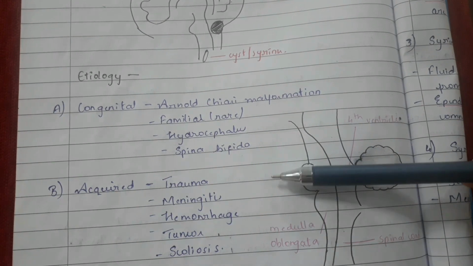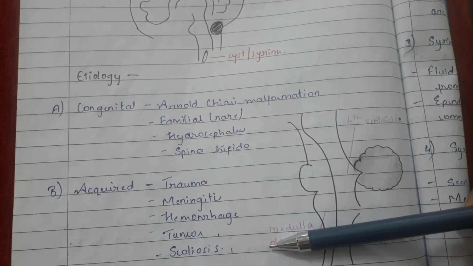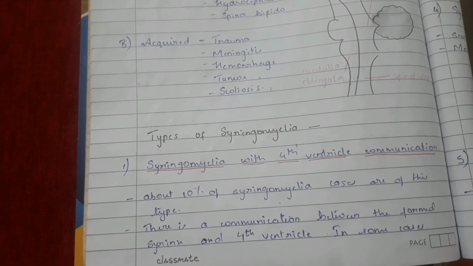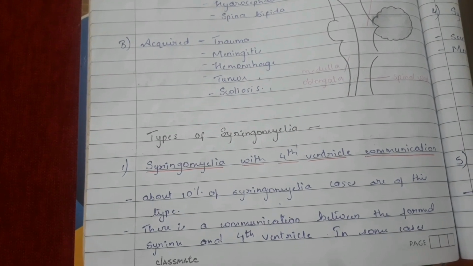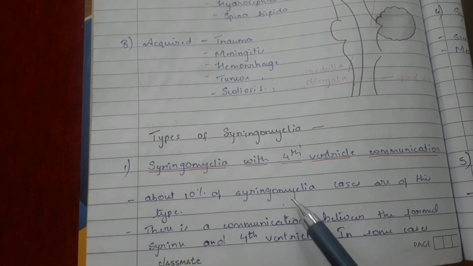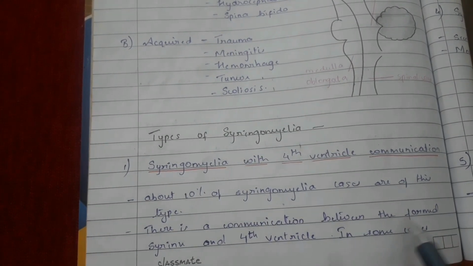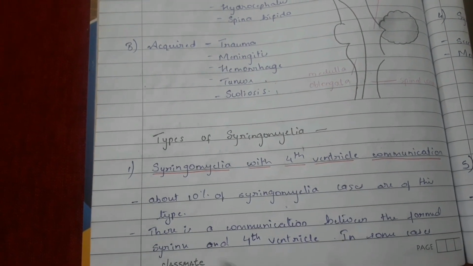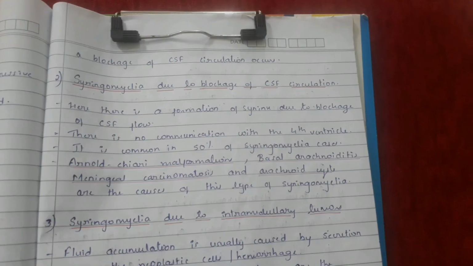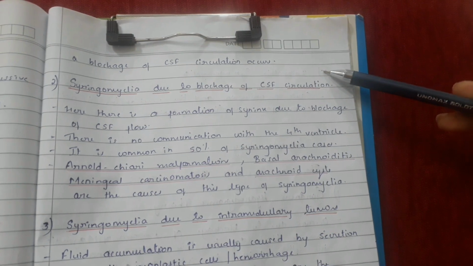Acquired, we have trauma, meningitis, hemorrhage, tumor, scoliosis. Types of syringomyelia. The first one is syringomyelia with fourth ventricle communication. This is seen in about 10% of the syringomyelia cases. There is a communication between the formed syrinx and the fourth ventricle. In some cases, a blockage of CSF circulation occurs.